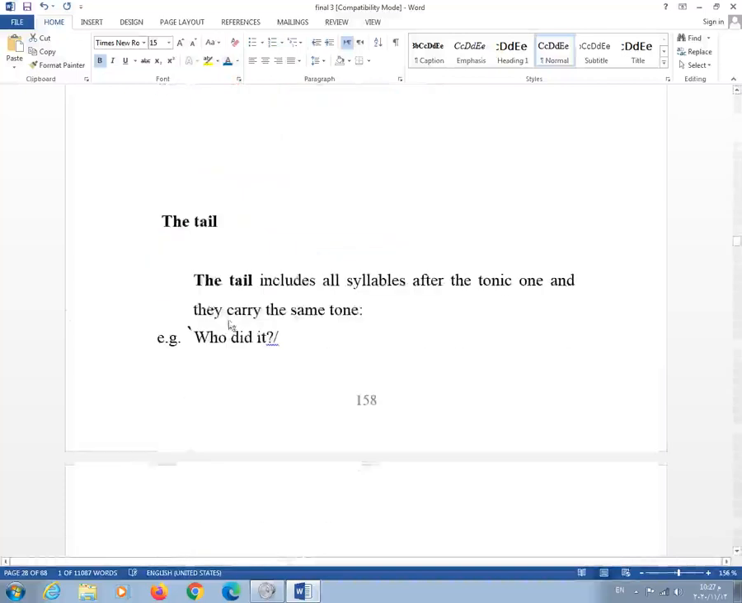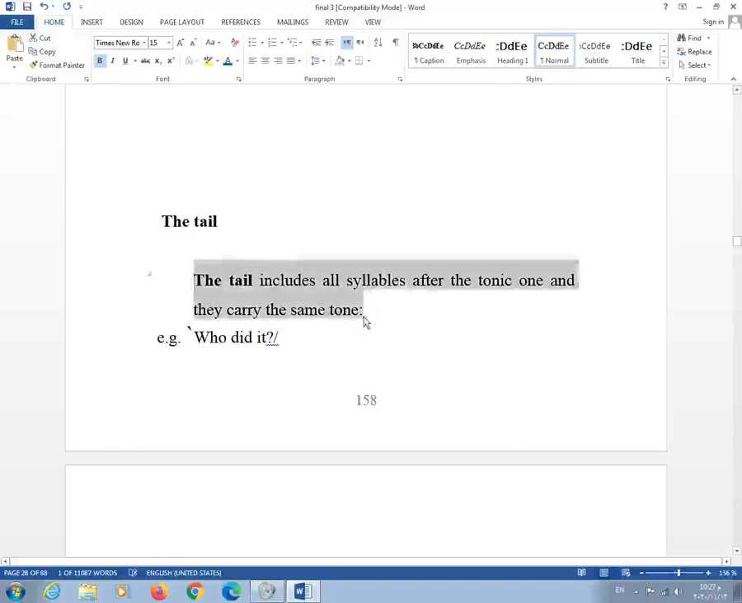Okay? And then we have the tail. What's the tail? Definition. Yeah, very interesting definition. The tail includes all syllables after the tonic one, and they carry the same tone as the tonic syllable. For example, who did it? Falling. Who did it? What is the tonic syllable here? It's the "who".